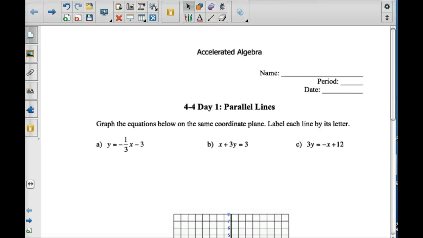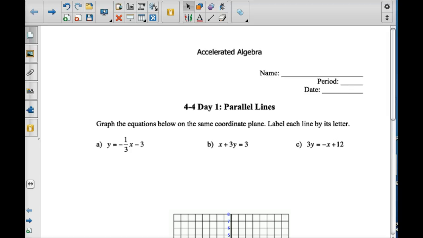All right. The first half of 4-4, day one, we're going to talk about parallel lines and how to graph lines that are parallel and write equations of lines that happen to be parallel. To start this, you guys are given 3 lines there. Y equals negative a third x minus 3, x plus 3y equals 3, and 3y equals negative x plus 12. Slope-intercept form, standard form, and then just some mumbo-jumbo, not in any form.